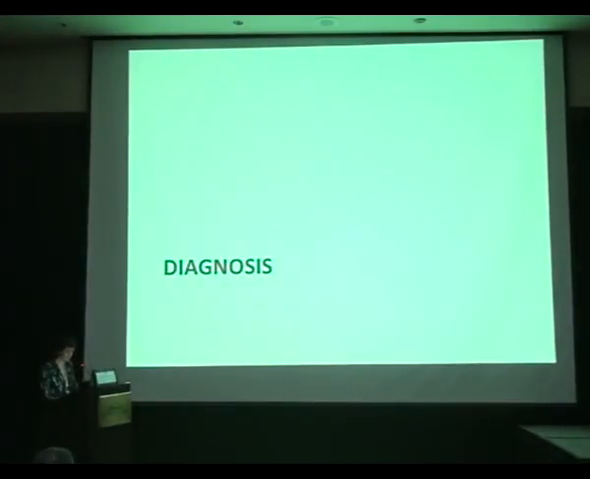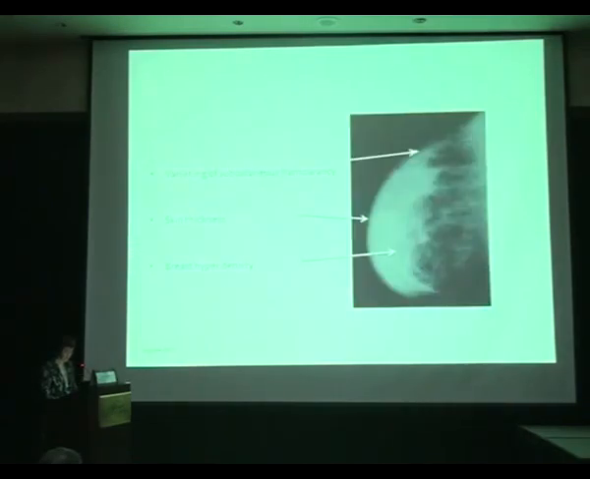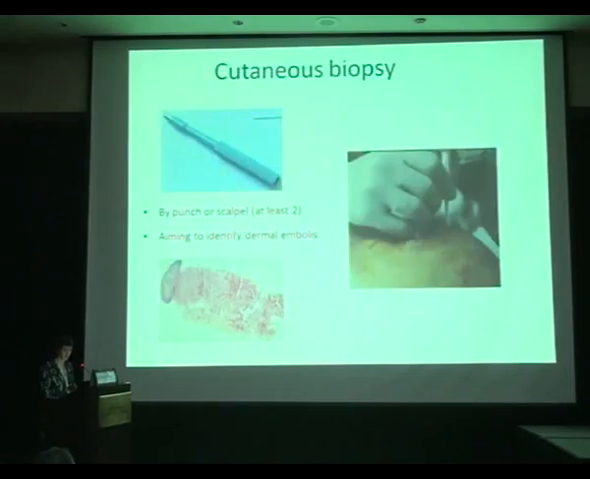How do we diagnose an inflammatory or locally advanced breast cancer? There has been an international expert panel in 2011 that has described how to do the standardized diagnosis and treatment for inflammatory breast cancer. First of all, at mammography, there are some aspects with a vanishing of the subcutaneous transparency, a skin thickness, and a breast global hyperdensity that are very suggestive of an inflammatory breast cancer.